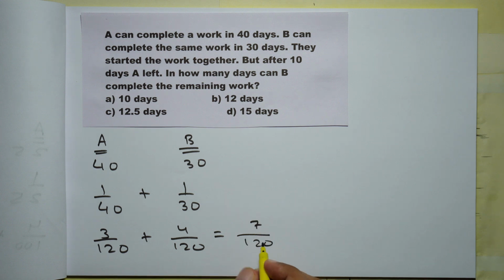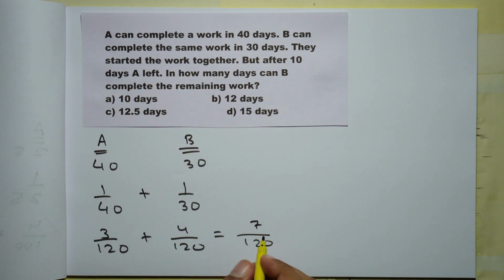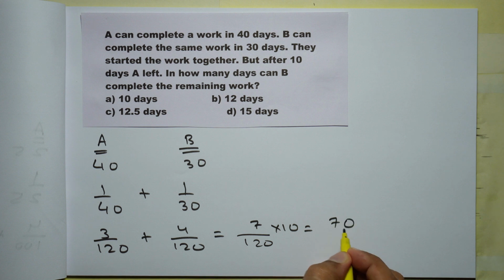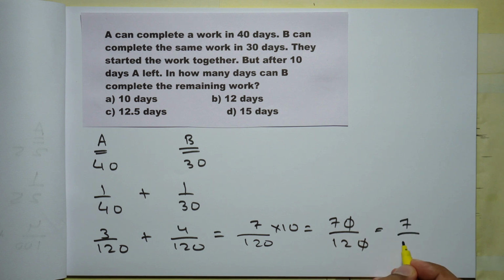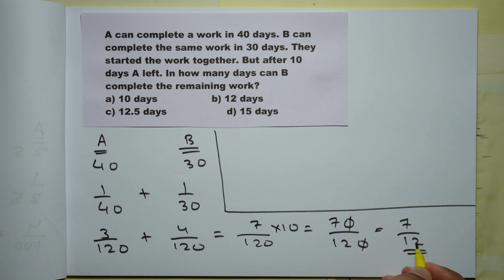And like that for 10 days. After 10 days A left. So for the first 10 days, both A and B are working. This is the contribution of A and B per day. Like that for 10 days. So in 10 days, they will do 70 by 120. So 0 and 0 cancel out. What we have is 7 by 12. So in these 10 days, A and B together will do 7 by 12th of the work. So 7 by 12th of the work is done.